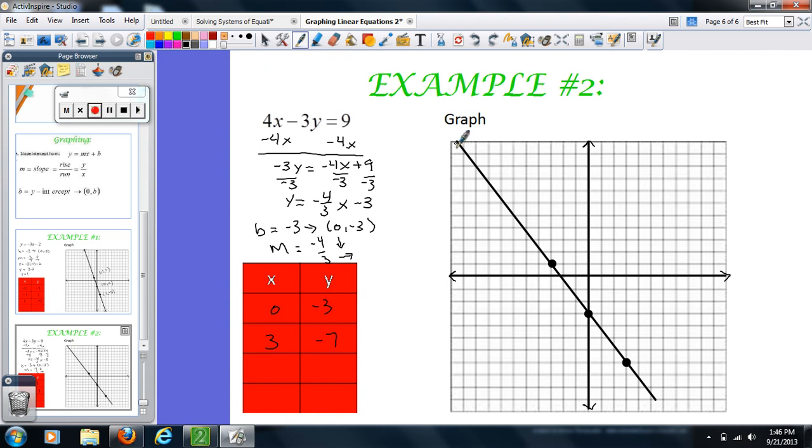And again, when you're graphing, please use a straight edge. I do not want these to be nasty, ugly lines. So this is going to be the point negative 3, 1, which would go right here. This was 0, negative 3, and this one was 3, negative 7, excuse me. And that's how we graph these.